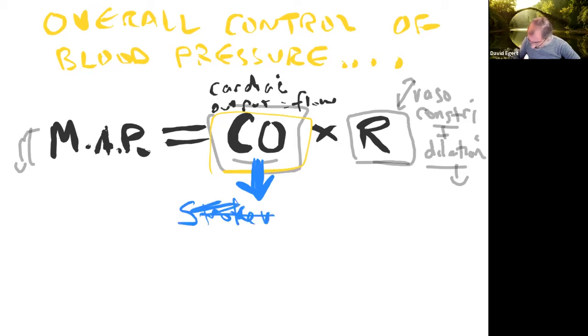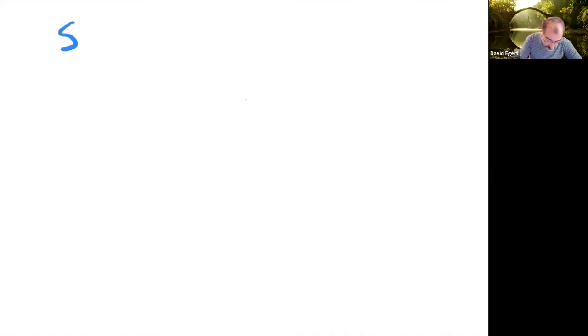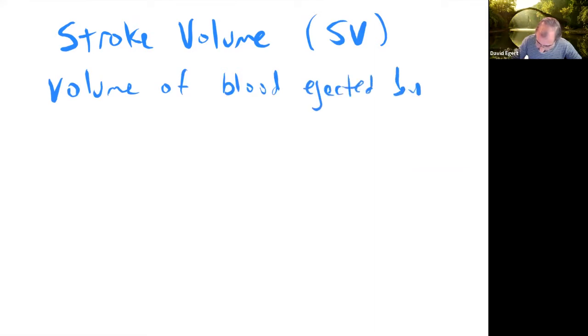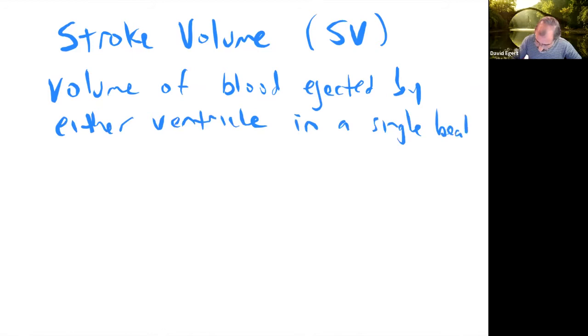Actually, let me go to another page. So I'm going to stroke volume. So stroke volume is similar to cardiac output, but is actually just for a single beat. This is the volume of blood ejected by either ventricle in a single beat. Right, so however much blood is ejected when the ventricles squeeze in systole.